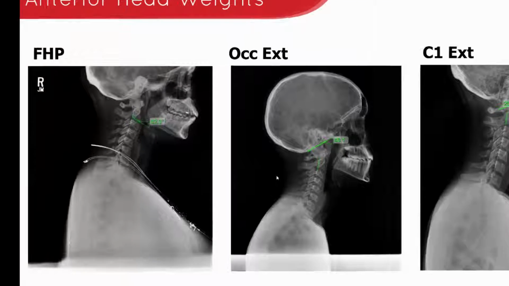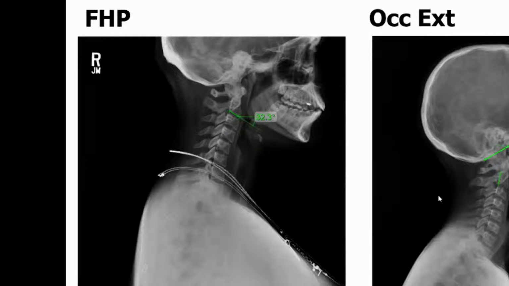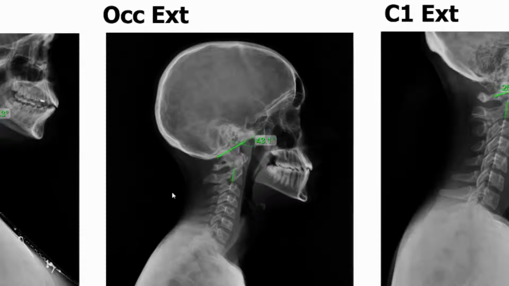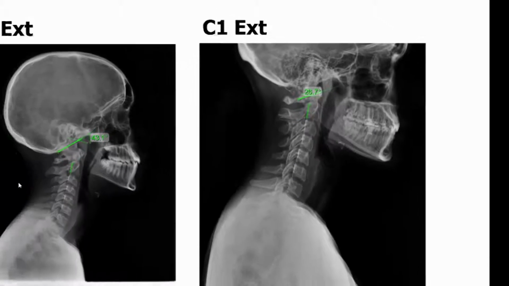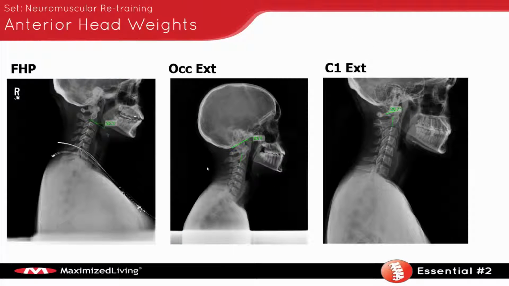So you can see here in this first x-ray, forward head posture by far is a number one indication for anterior head weights. If I see forward head posture, I know I want to use head weights in the patient. It's just going to really determine on how much and for how long. Occiput extension is an indicator for anterior head weights, and C1 extension as well. These three things are our number one things that we're looking for when we look for anterior head weights.